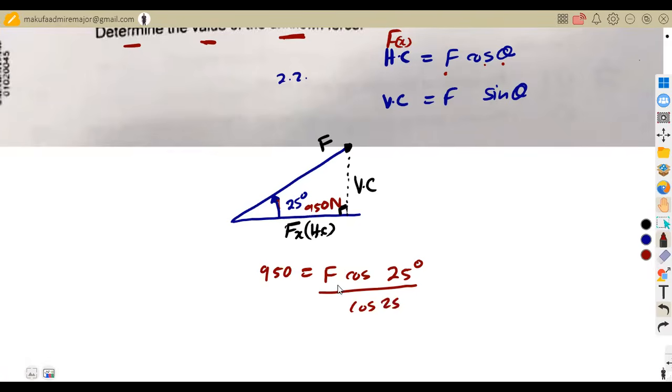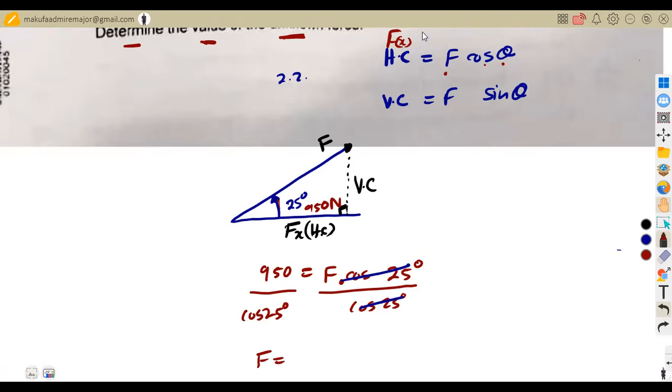Since we are multiplying here, we can divide by cos 25 both sides. So that is going to give us F. So our F in this case is going to be 950 divided by cos 25, which we can just get from our calculator in this case.